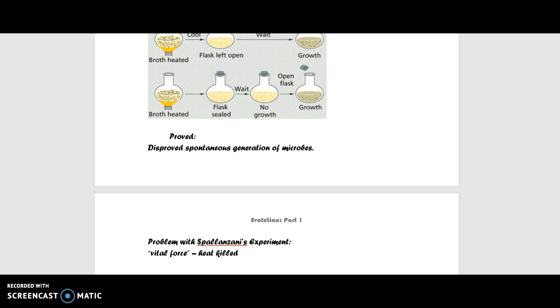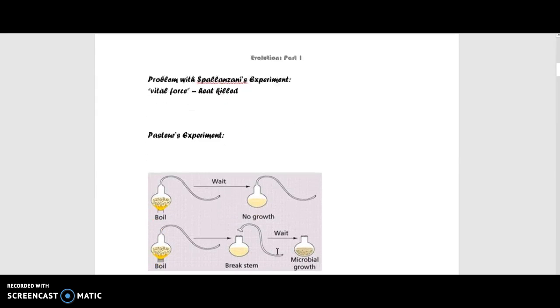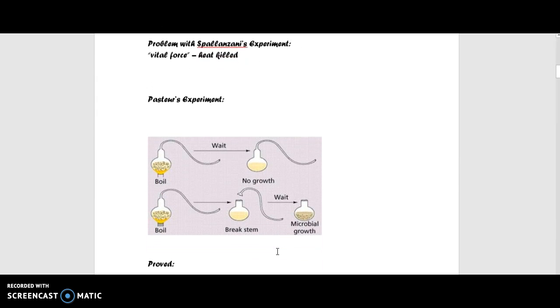And when you stoppered the flask up here, you prevented the vital force from getting in. So they said, of course microbes won't grow, because it's not that you prevented microbes from getting in, you prevented this vital force from entering. So his experiment, albeit actually probably something that could have proven spontaneous generation as not being possible, people were still not satisfied with his experimental design, which is their prerogative.